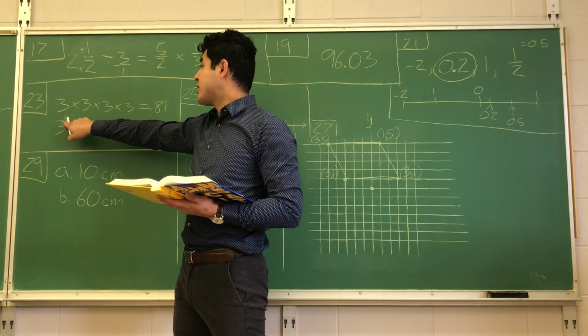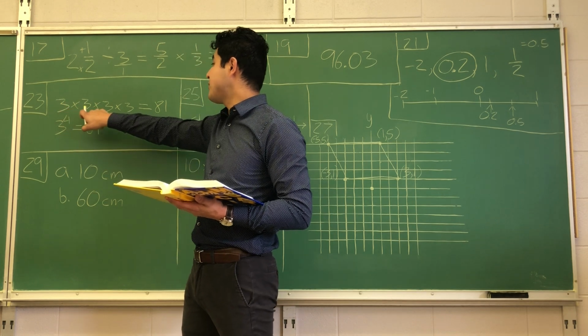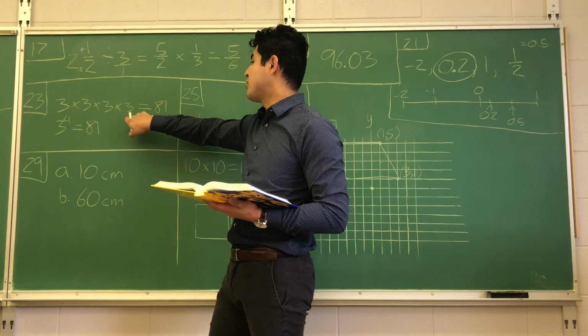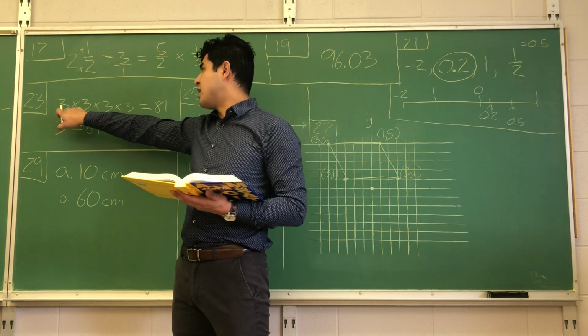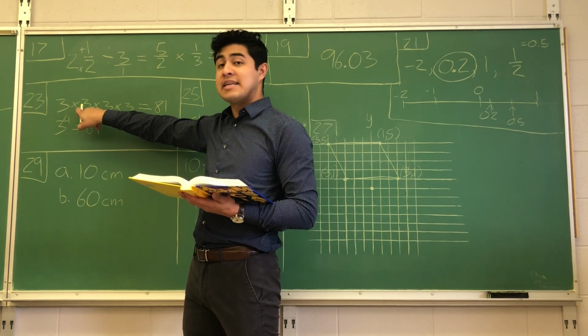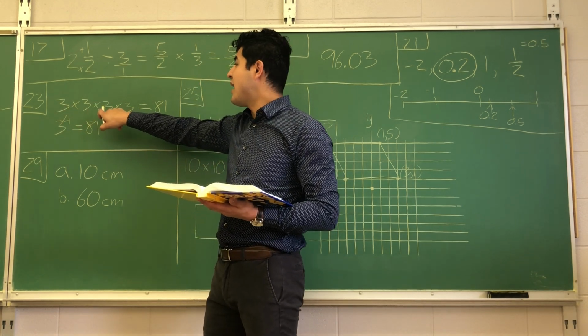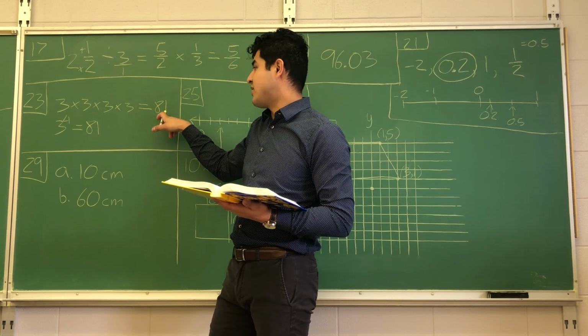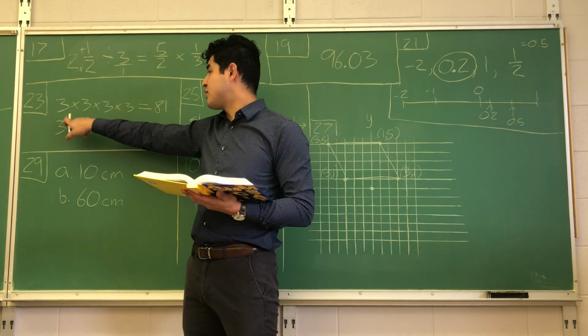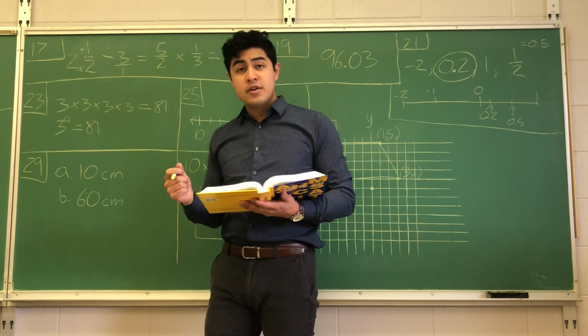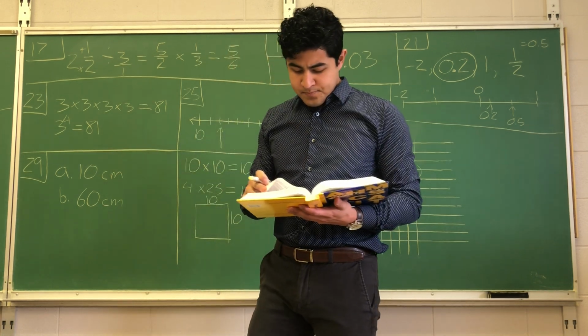3 to the 4th power can be represented as 3 times 3 times 3 times 3, okay? Which gives us 3 times 3 is 9, so now I take 9 times 3 is 27, and then 27 times 3 is 81, okay? So 3 to the 4th power equals 81. Your final answer would be 81.